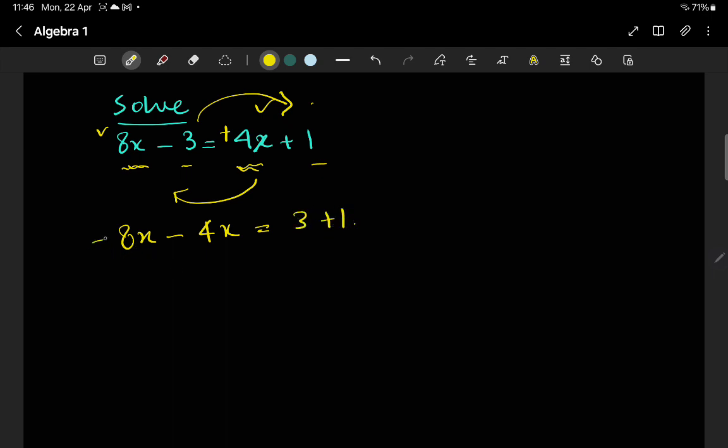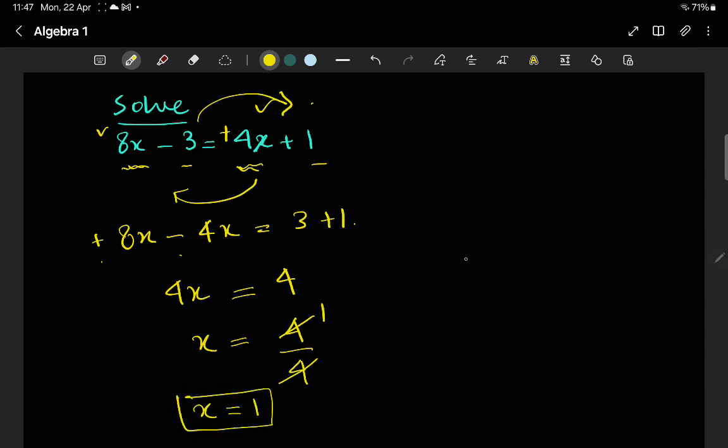So 8 minus 4 is 4x, sign of the greater value, we don't write the plus sign, and then 3 plus 1 is 4. So x equals 4 over 4. 4 times 1. So x equals 1.